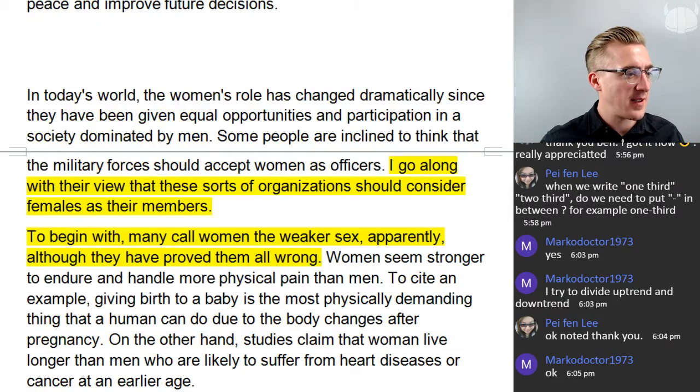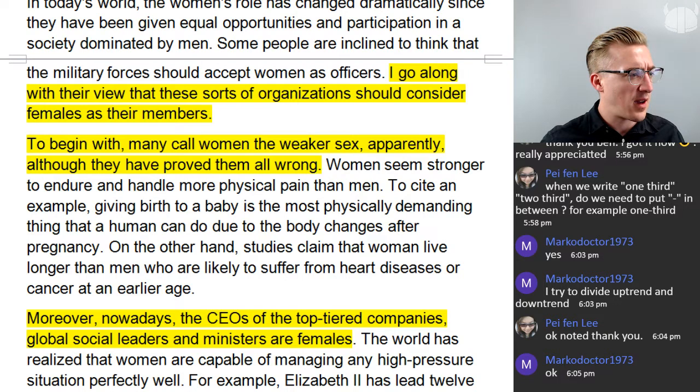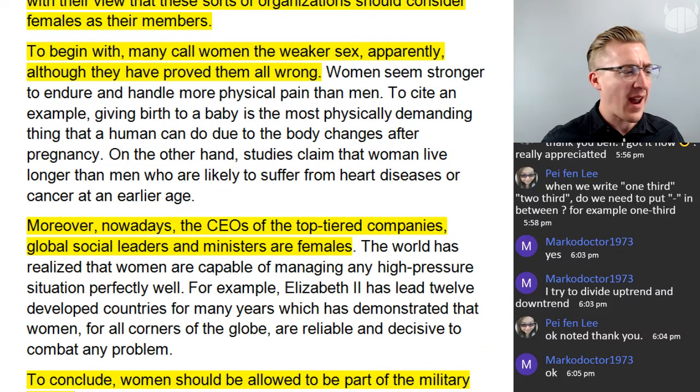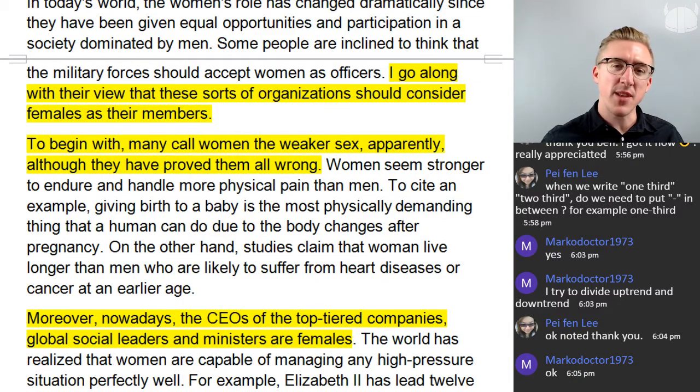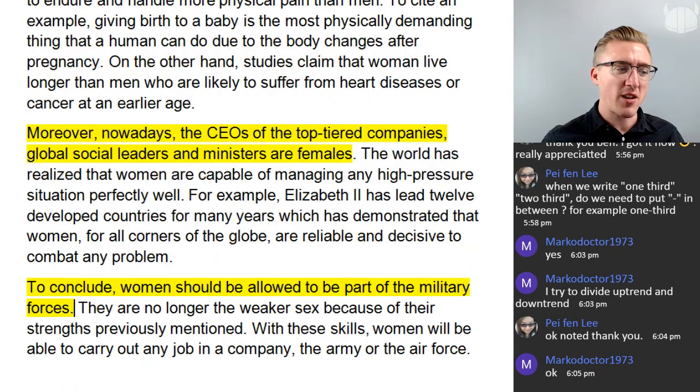Okay, so you said these sorts of organizations should consider females as their members. They have proved the idea of weaker sex wrong, so that's good. Nowadays, CEOs of top-tiered companies, global social leaders, and ministers are females. Okay, but does that mean the army should accept them as well? No, I think your actual idea is here, right? So make sure that idea goes first. Otherwise, it doesn't really flow the way you want it to. All right.